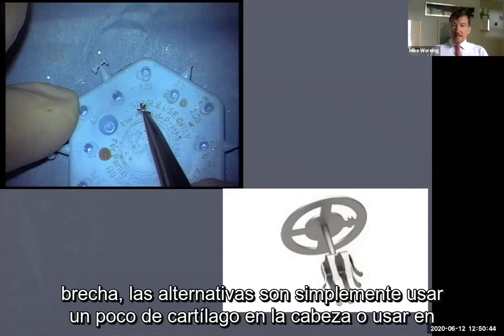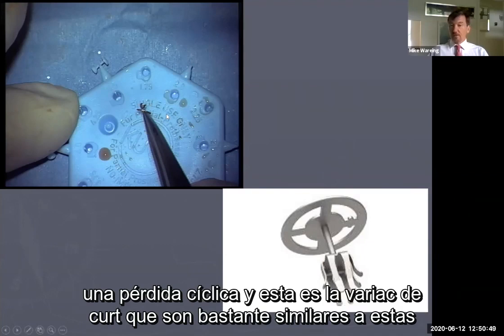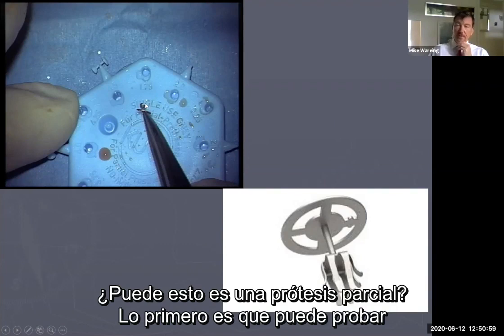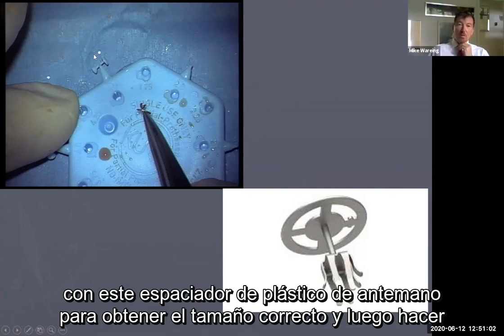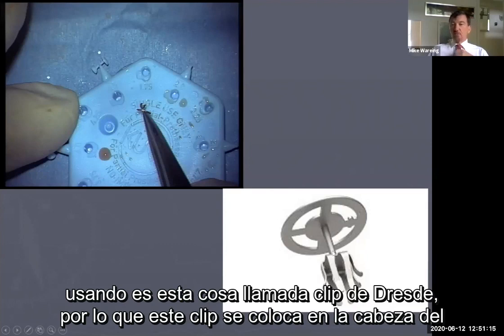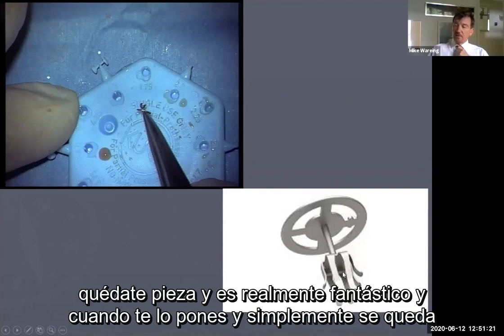However, if you think there's a gap, the alternatives are to just use some cartilage on the head or to use an ossiculoplasty. And this is the Kurtz Variac, which I quite like. As hopefully most of you will be aware, the advantage of this is that this is a partial prosthesis. The first thing is that you can have a go with this plastic spacer beforehand to get the right size, and then you make the prosthesis. Here we've made it very, very short. And the newer thing that I'm using is this thing called the Dresden clip. So this clip sits on the head of the stapes and is really fantastic.